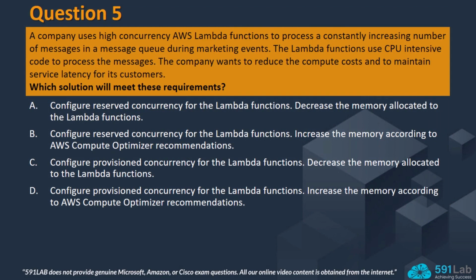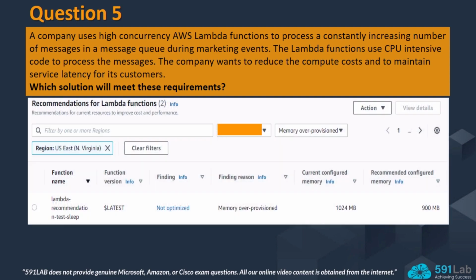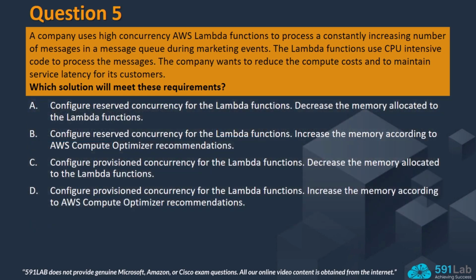Option B. Configure reserved concurrency for the Lambda functions, increase the memory according to the Compute Optimizer recommendations. Reserved concurrency allows you to limit the number of concurrent executions, helping to control costs during high concurrency events. Increased memory can improve CPU performance for CPU-bound tasks. AWS Compute Optimizer recommendations can guide you on optimizing the memory setting for better performance. This seems to be the correct answer, but we will discuss the other options as well.